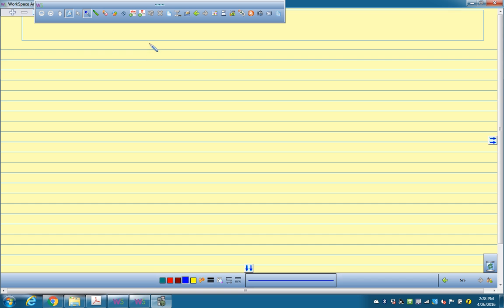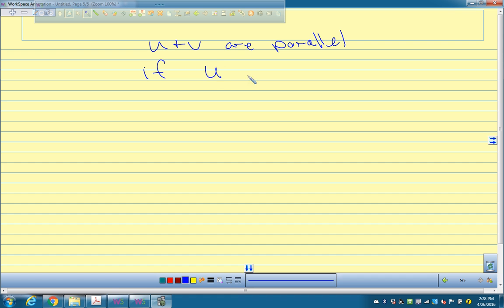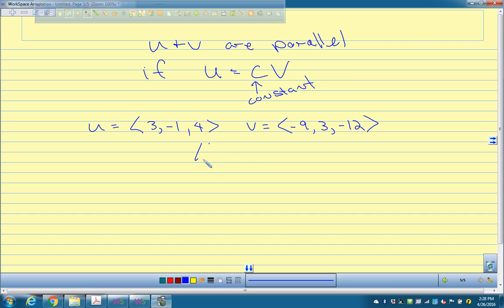So how do you tell if they're parallel? u and v are parallel if u is equal to c times v, where c is a constant, okay? So for example, if I have some vector like 3, -1, 4, and we'll call this u, and I have another vector, -9, 3, -12. Parallel, perpendicular, or neither? What do you think?